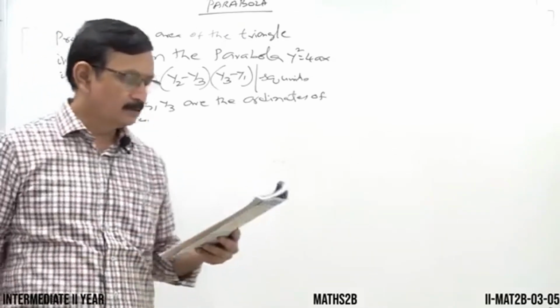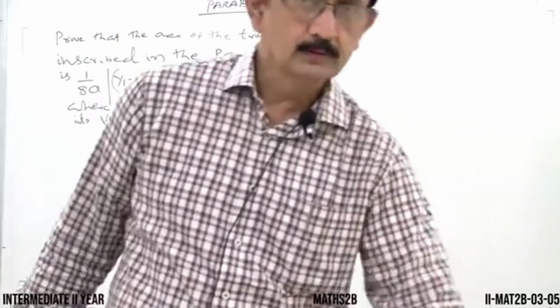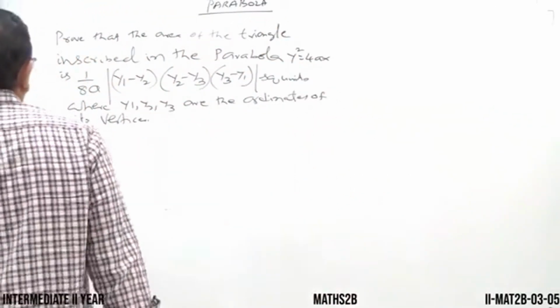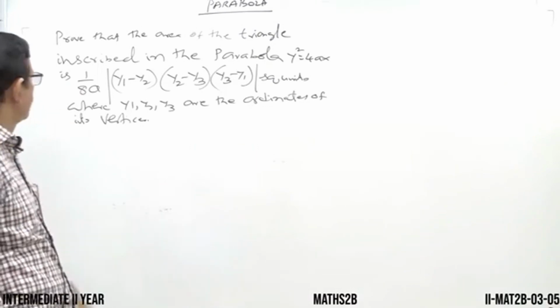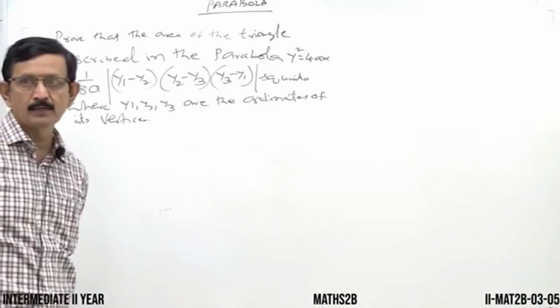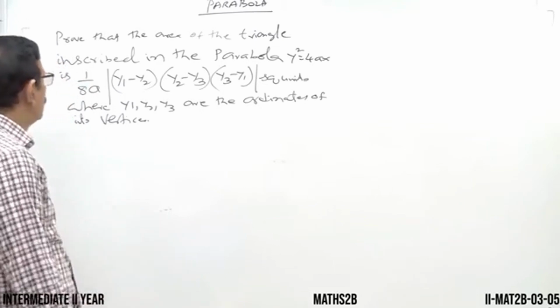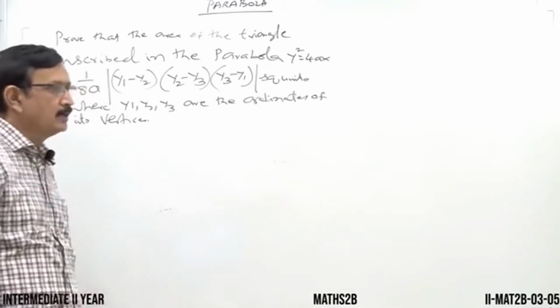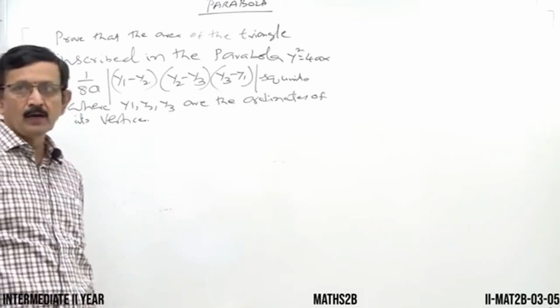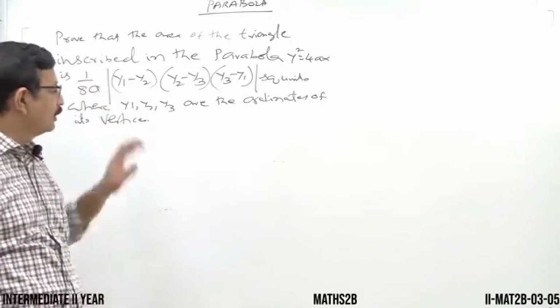So this is the problem we have to do. Prove that the area of the triangle inscribed in the parabola, that is within the parabola, there is one triangle. For that triangle, we have to find the area, and that area should be this much. That we have to prove.